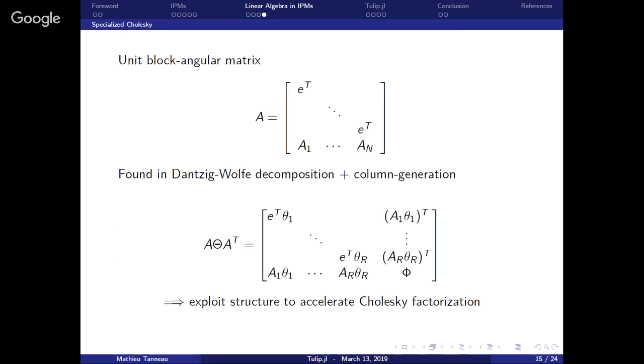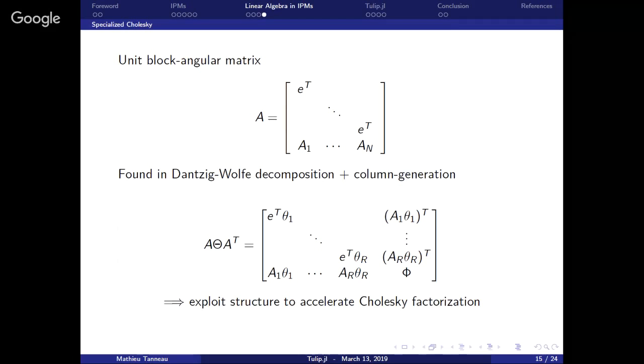Just to give you one example, I've been working with unit block angular matrices that arise in applications when you do Dantzig-Wolfe decomposition and then column generation. So essentially, you end up in your master problem with a constraint matrix that looks like this. You have a bunch of rows that are just ones, and then you have lower blocks that in my case were dense, but maybe sparse in the general case. And if you compute the left-hand side matrix of the normal equations, you will see that it has this bordered angular structure. And this is something you can use to accelerate Cholesky.